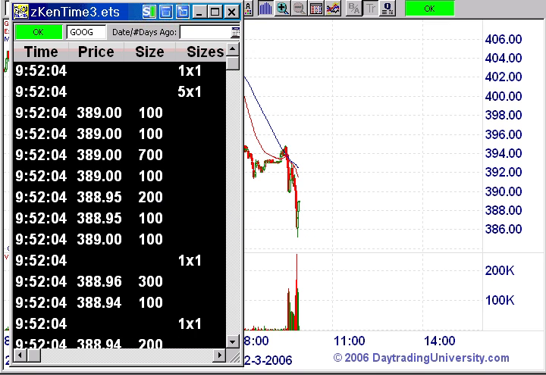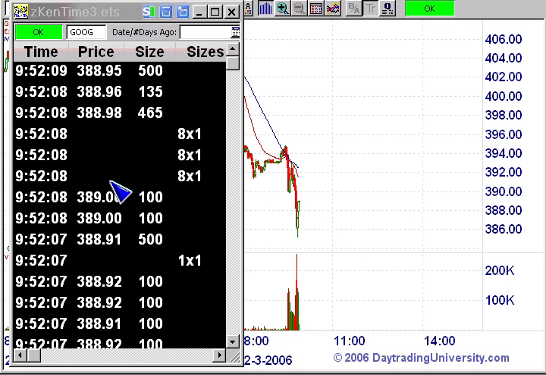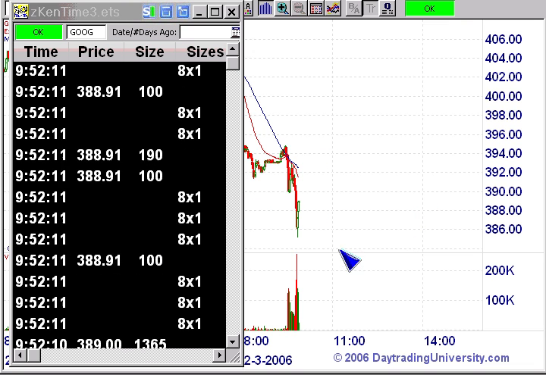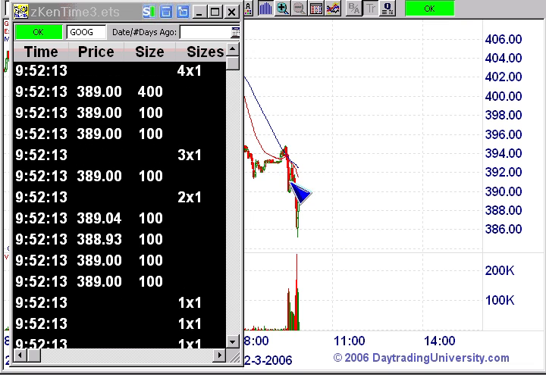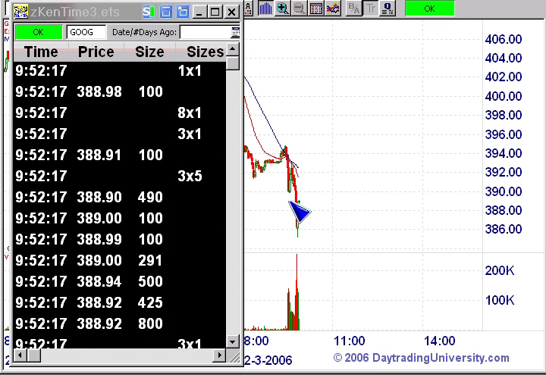Anyway, let me give you some other examples here with lower price stocks. I know not everybody trades Google. This is a very good example of how to use time and sales to trade a high price stock correctly like this. That's 1, 2, 3 winning trade calls in a row.